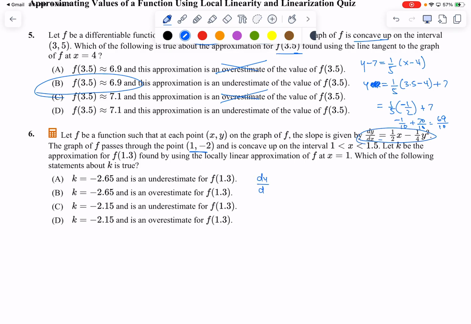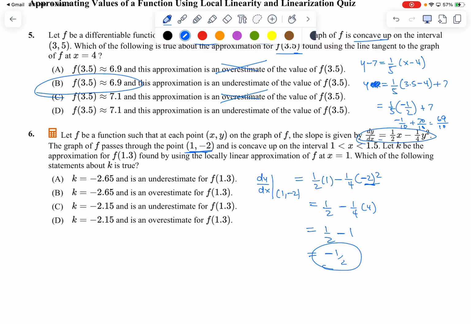So dy/dx at (1, -2) is going to be 1/2 times 1 minus 1/4 times (-2) squared. So that's going to be 1/2 minus (-2) squared, which is what? 4. So you're going to have 4 times a fourth. What will that give you? 1. So that's going to give me negative 1/2. So the slope of the tangent line is negative 1/2.